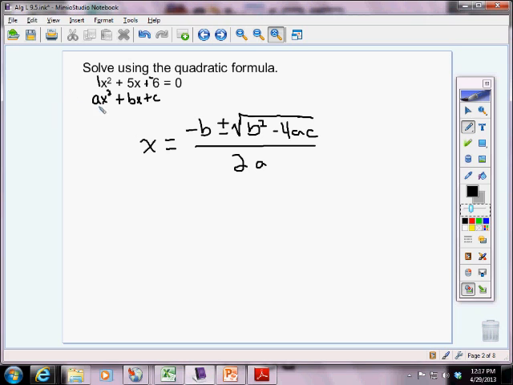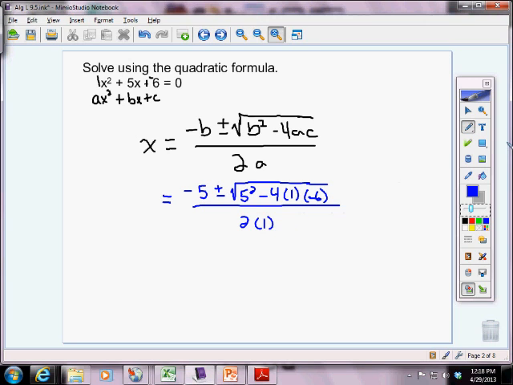Okay. So now you're just going to plug in these coefficients. We have the opposite of b, which is 5, plus or minus, so once we're going to do it adding, and the second time we're going to do it subtracting, the square root of b again, which is 5, squared, minus 4 times my a value, which is 1, times my c value, which is a negative 6, all divided by 2 times my a, which is 1.